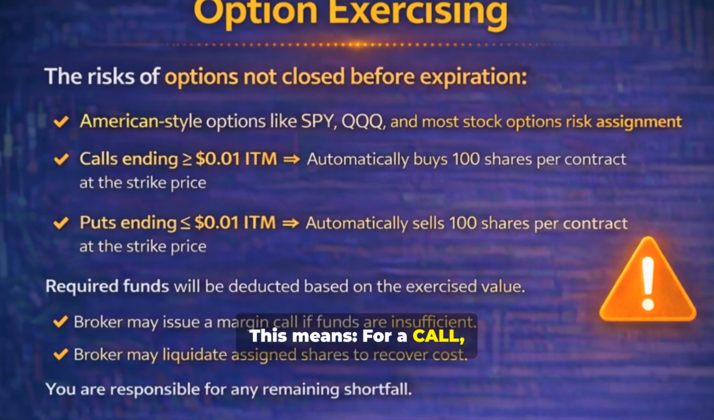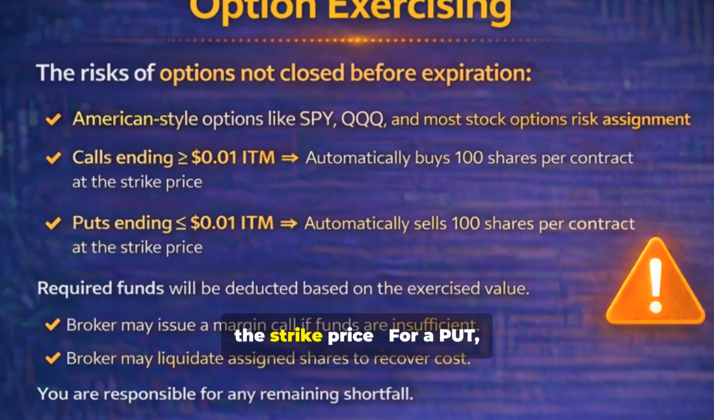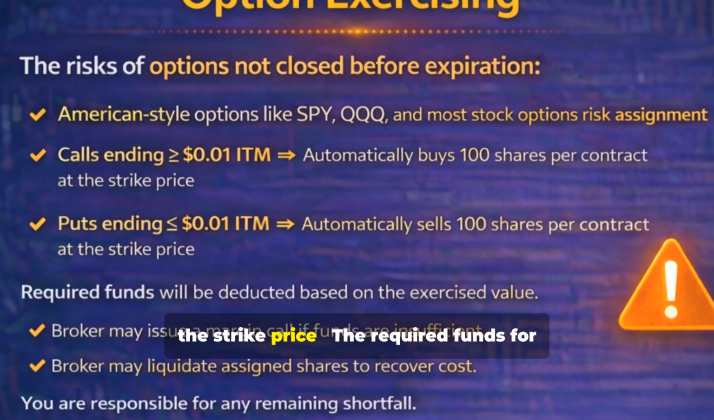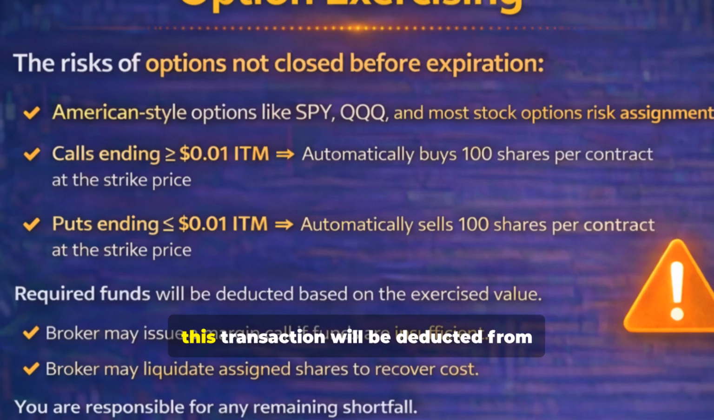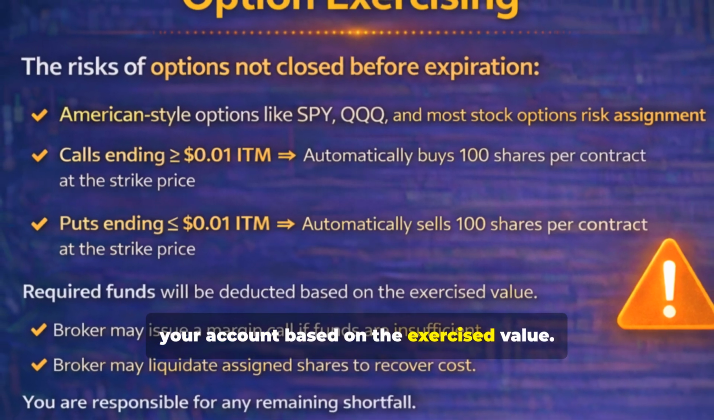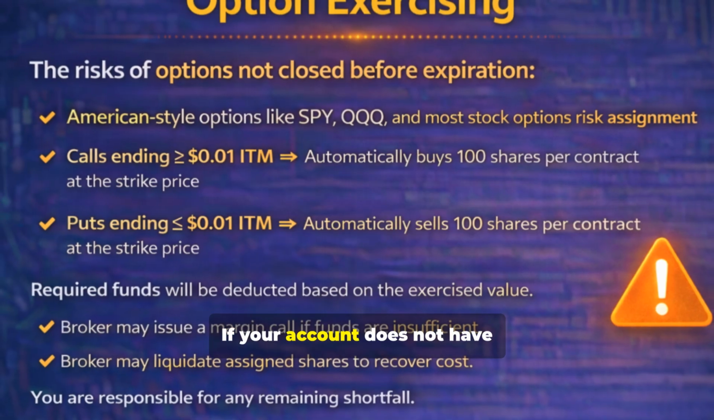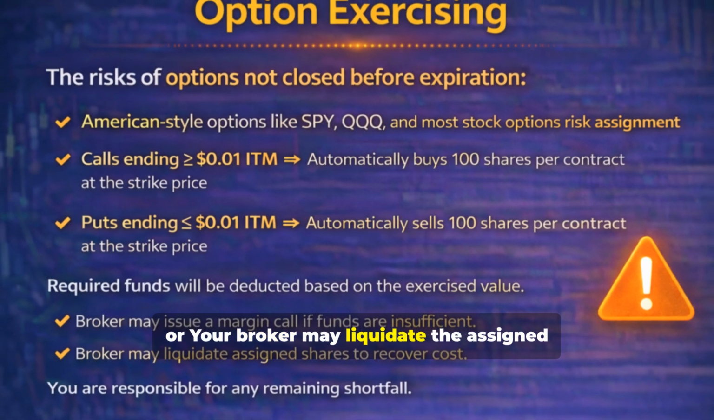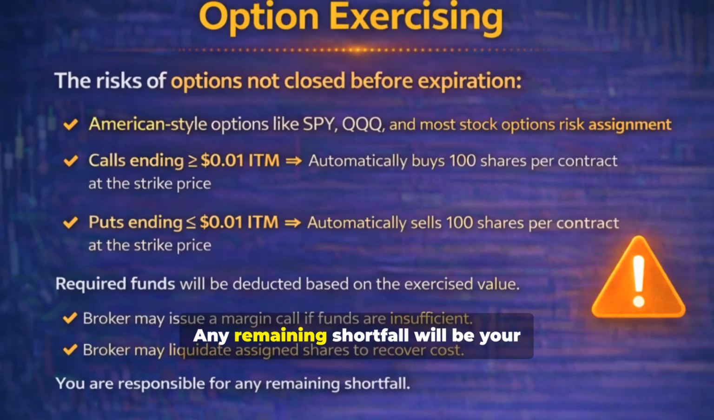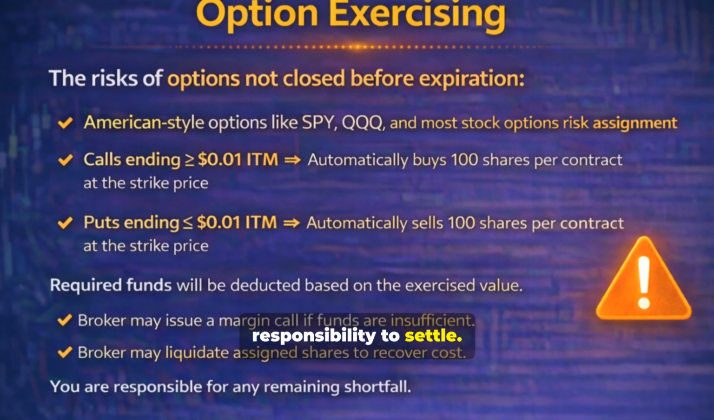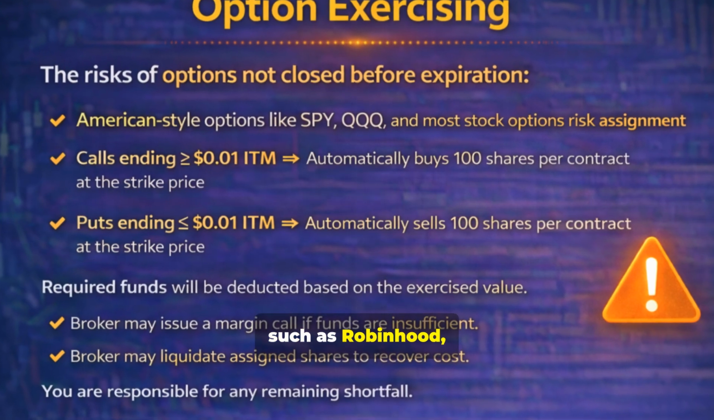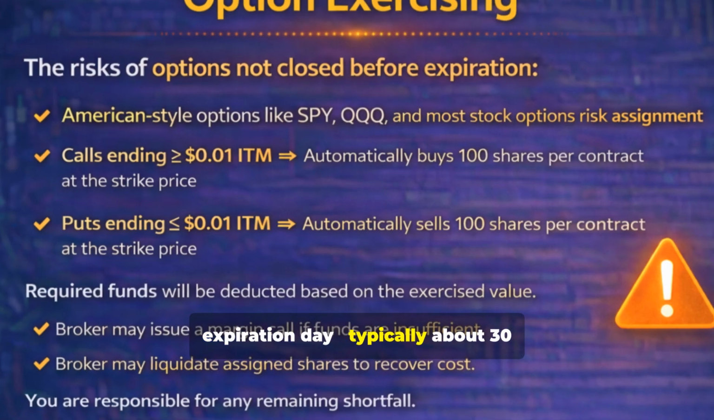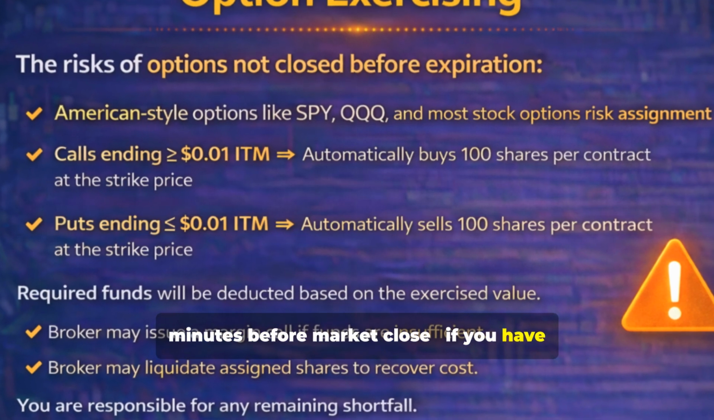This means, for a call, you will buy 100 shares per contract at the strike price. For a put, you will sell 100 shares per contract at the strike price. The required funds for this transaction will be deducted from your account based on the exercised value. If your account does not have sufficient funds to support the assignment, your broker may issue a margin call, or your broker may liquidate the assigned shares to recover the cost. Any remaining shortfall will be your responsibility to settle. Some brokers, such as Robinhood, have systems in place to automatically close your open option positions on expiration day, typically about 30 minutes before market close, if you have not closed them yourself.